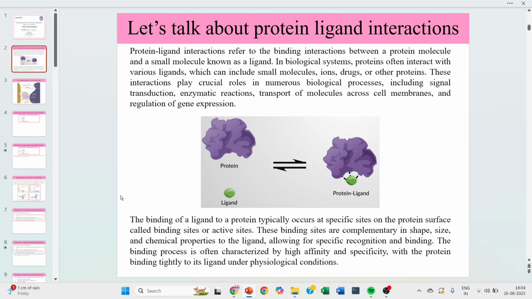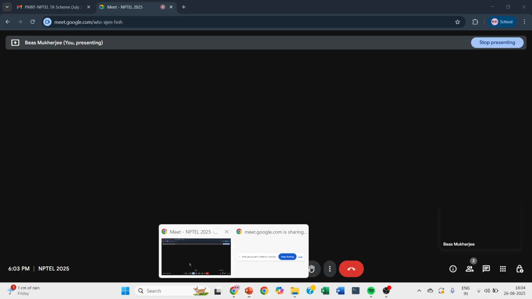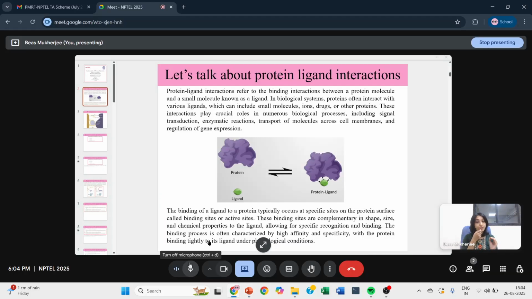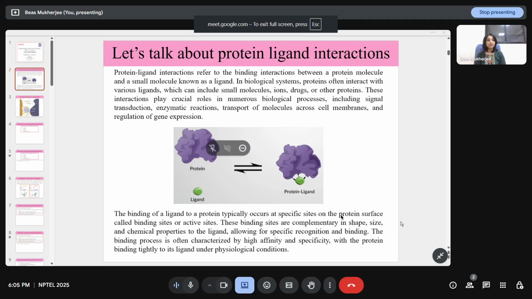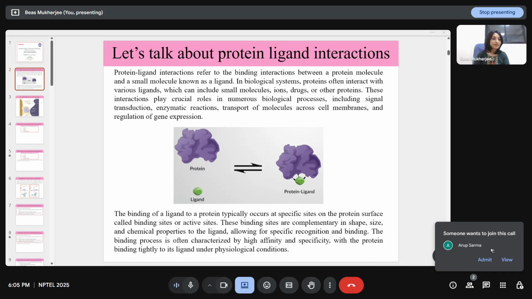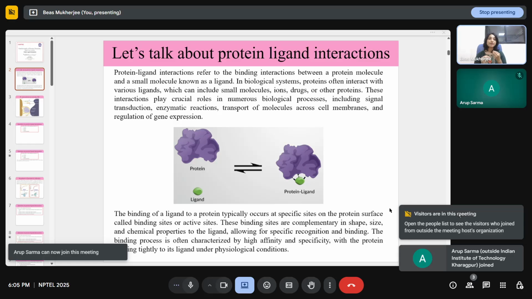Now, the binding of a ligand to a protein typically occurs at specific sites on the protein surface. These are called the binding site or the active site. These binding sites are complementary to the shape, size and chemical properties of the ligand, allowing for very specific recognition and binding. The binding process is often characterized by high affinity and specificity. The binding can be weak or tight, in the micromolar, millimolar or nanomolar range.